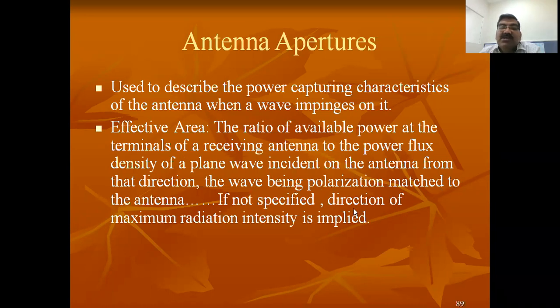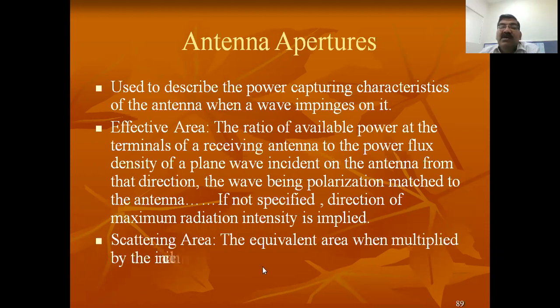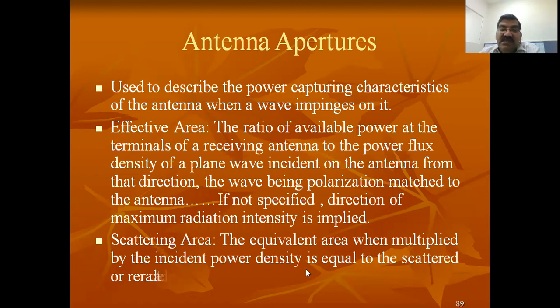If not specified, the direction of the maximum radiation intensity is implied. So this is the effective area. Then the scattering area is the equivalent area which, multiplied by the incident power density, is equal to the scattering or radiated power. So the total physical area is the effective area plus the scattering area.